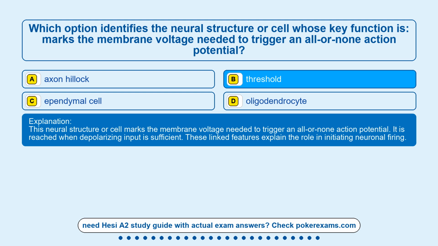This neural structure or cell marks the membrane voltage needed to trigger an all-or-none action potential. It is reached when depolarizing input is sufficient. These linked features explain the role in initiating neuronal firing.